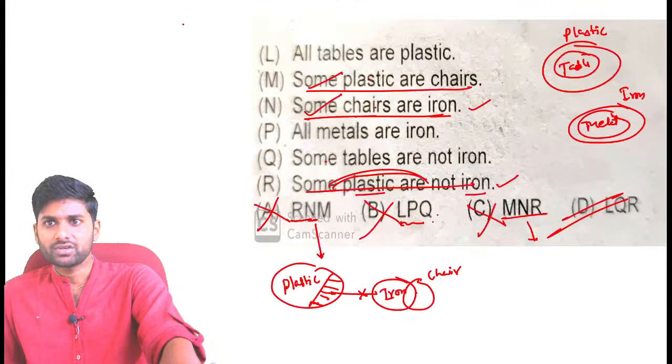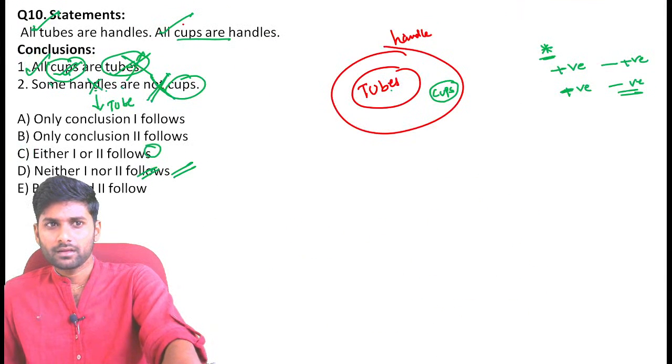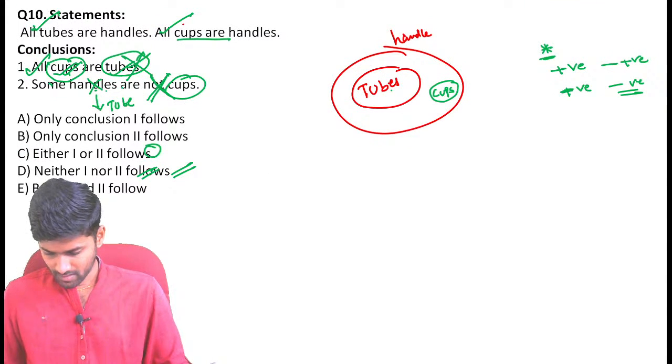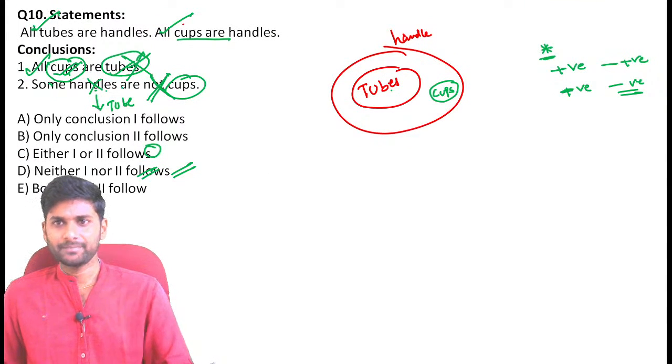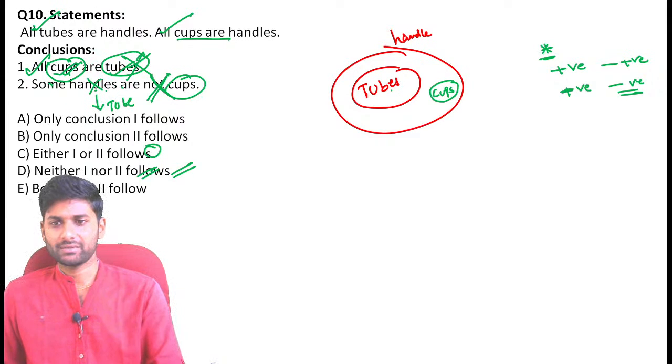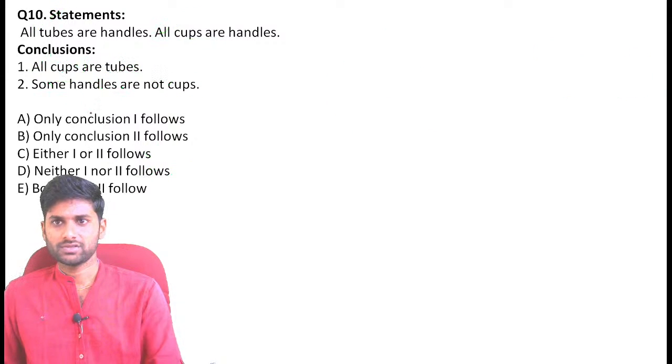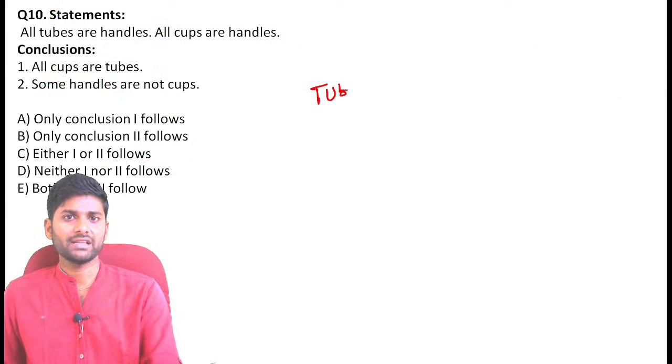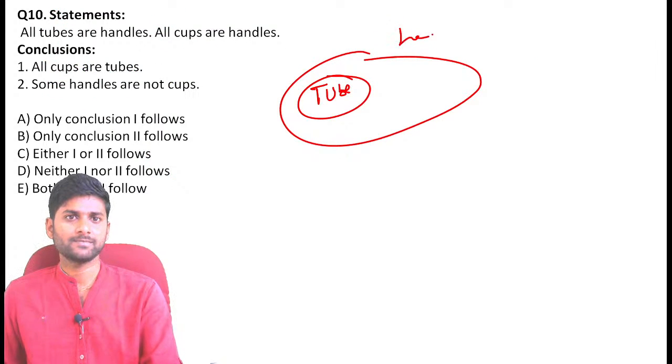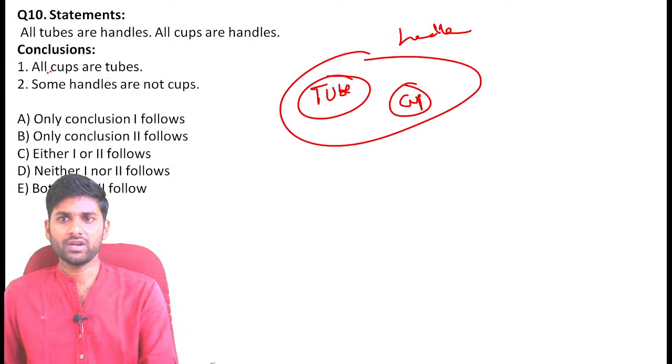10th question, you have a doubt. So what is the doubt here? See, just draw the diagram. All tubes are handles. Now, all cups are handles. The first one: all cups are tubes. This is the cup and this is the tube.